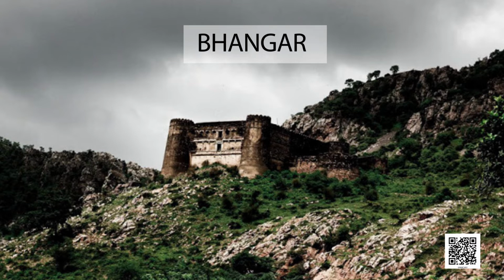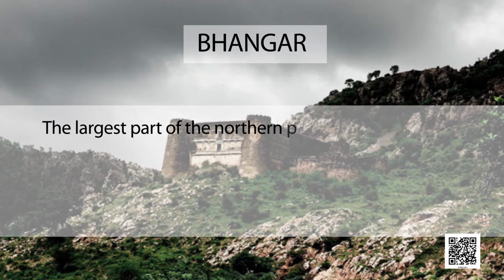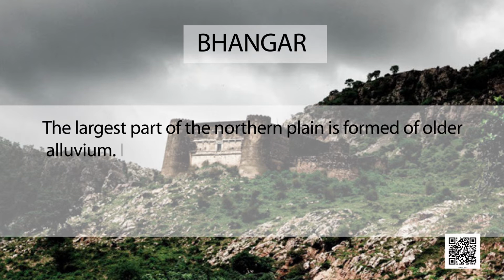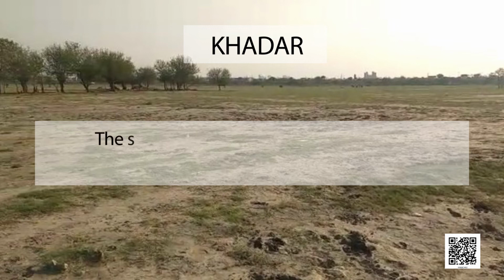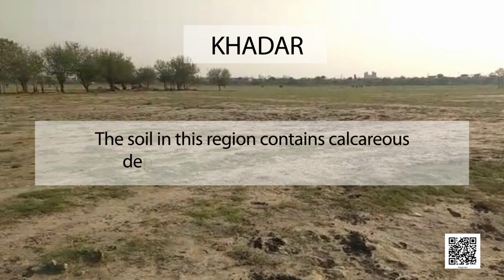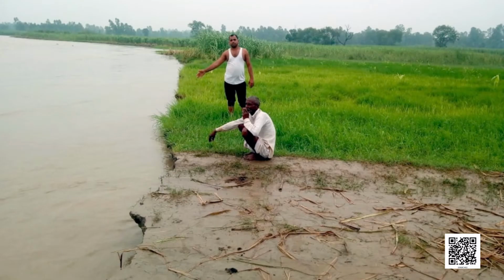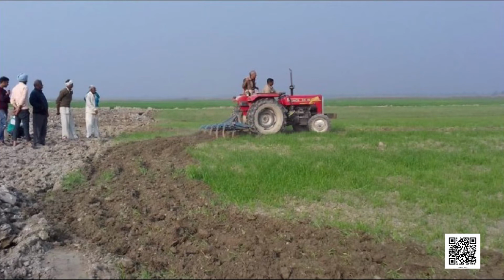The largest part of the northern plain is formed of older alluvium. They lie above the floodplains of the rivers and present a terrace-like feature. This part is known as Bhangar. The soil in this region contains calcareous deposits locally known as kankar. The newer, younger deposits of the floodplains are called khadar. They are renewed almost every year and so are fertile, thus ideal for intensive agriculture.